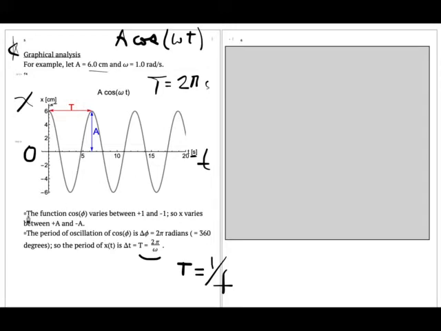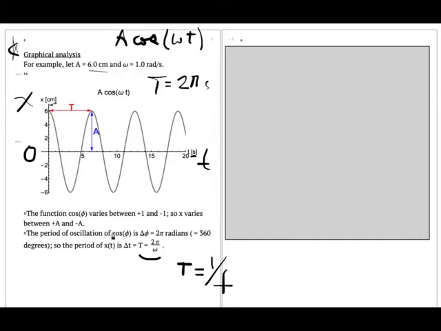All right, so I think I said these things before. The function cosine phi varies between plus 1 and minus 1. So x varies between plus A and minus A. Of course, 1 doesn't have a unit, but A has a unit. A is a length. So for this example graph, A was 6 centimeters.